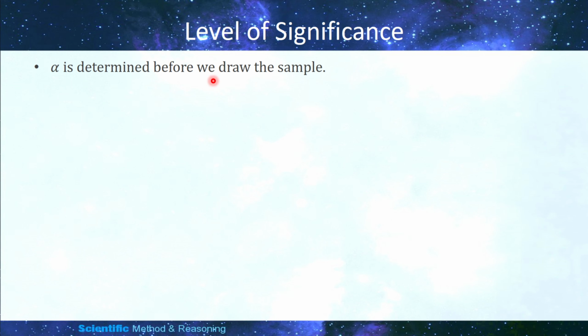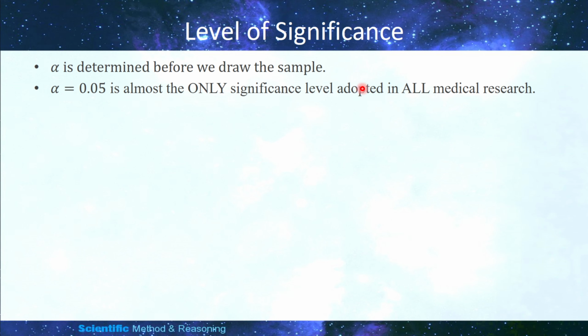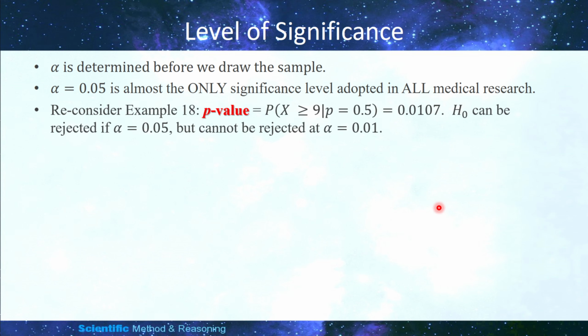So alpha is determined before we actually draw the sample, and alpha equals 0.05 is commonly used and is almost the only significance level adopted in all medical research.